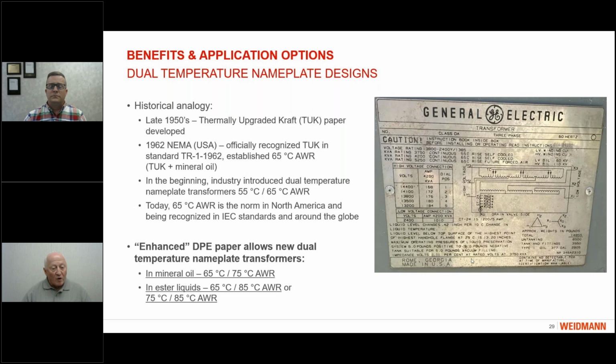And when this new thermally upgraded paper started to be used in the industry, very often it was used in dual temperature or dual rating transformers, as a 55/65 dual temperature rating transformer. On the right-hand picture, you see the nameplate of an old transformer, and if you look closely, you can see that this transformer has 3,750 kVA capacity at 55 degrees Celsius, and 4,200 kVA capacity at 65 degrees Celsius. Both of these levels are continuous levels. They are possible because thermally upgraded paper was used in this type of insulation system.